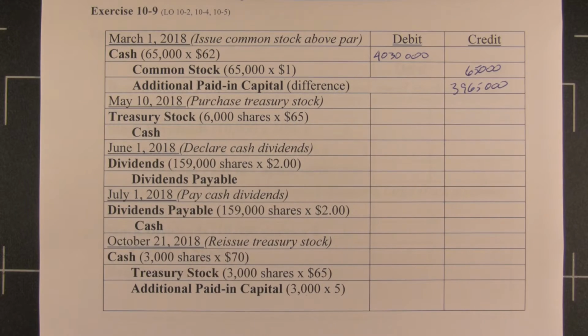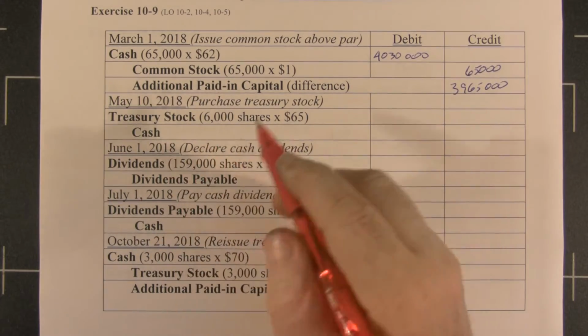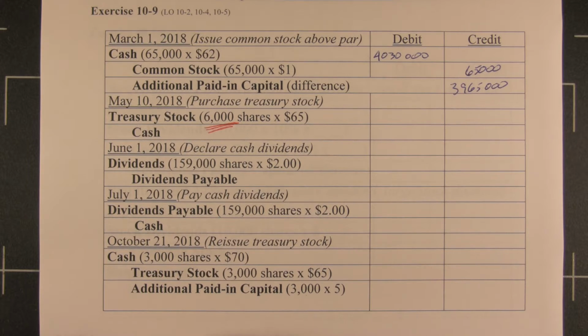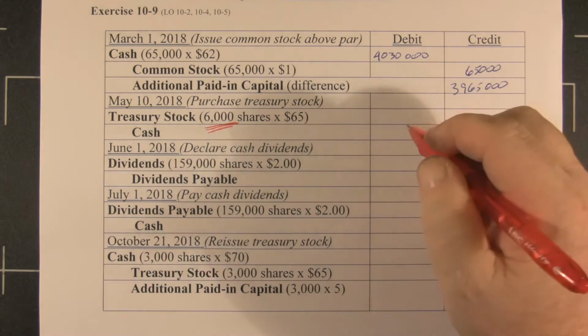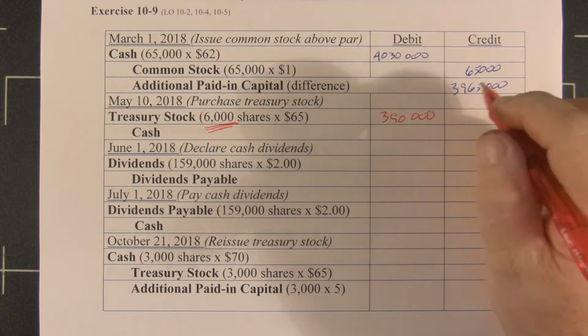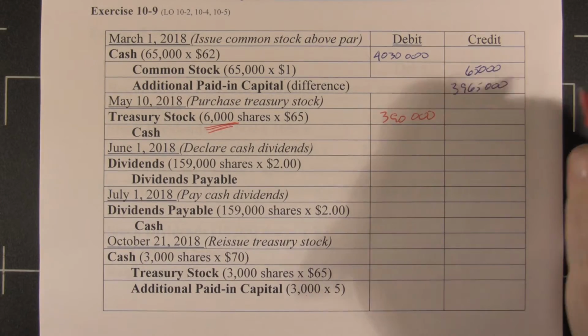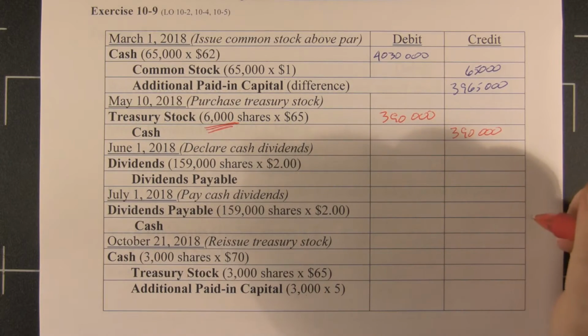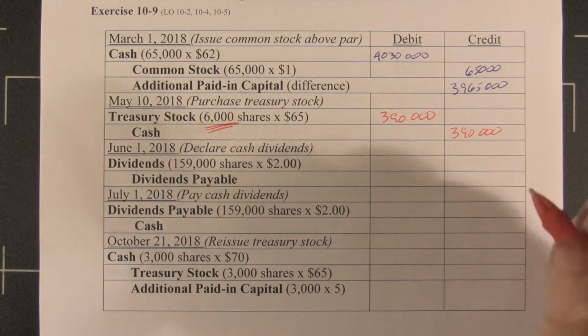Here's where I need to draw your attention. On May 10th, they purchased back 6,000 shares at $65 per share. So 6,000 shares at $65 per share, that's $390,000 to purchase the treasury stock. So that's a debit to treasury stock and a credit to cash for $390,000. Here's where it gets tricky.